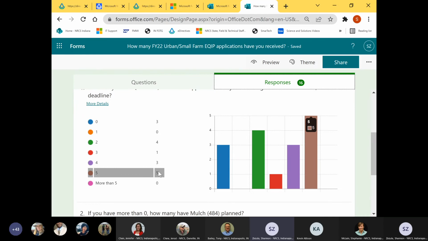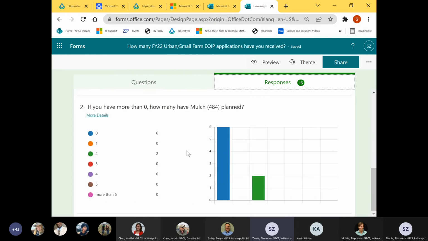We know that this is maybe new to you all. It's new to us, but we can work together on that. As far as how many of those are actually with mulch, only 2 of those so far is what you've indicated have mulch in them. And again, mulch is probably one of the more complicated ones and the more newer ones.